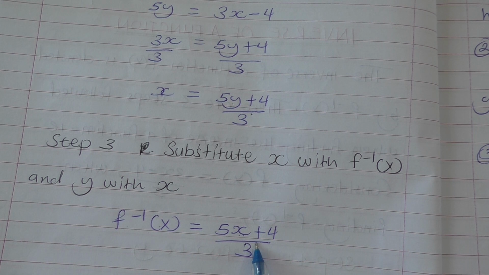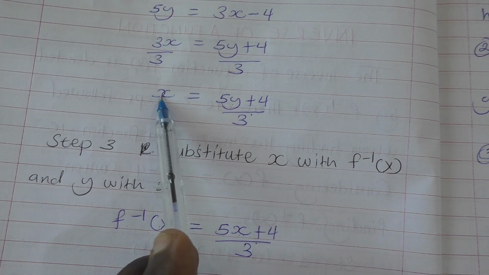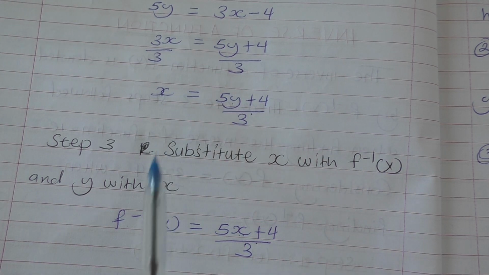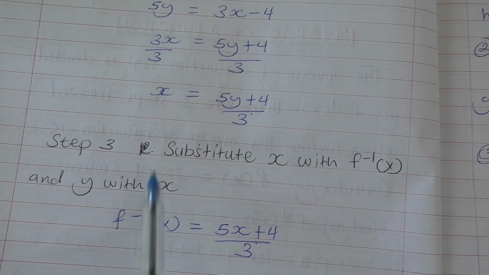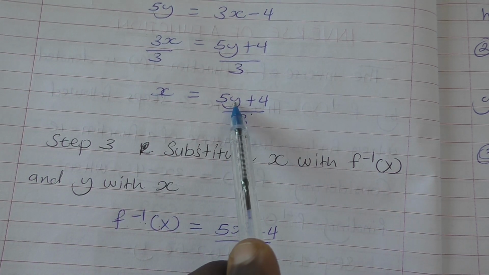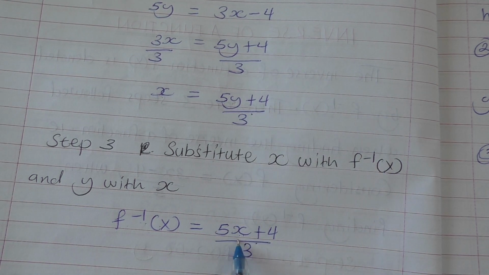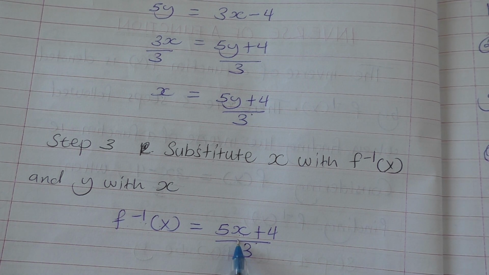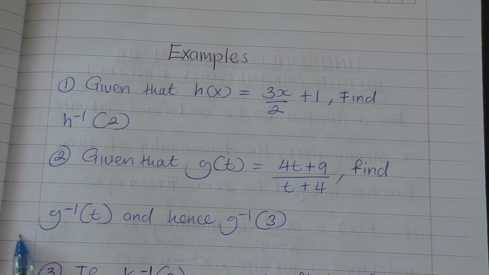Those are the 3 simple steps. Step 1 was letting f(x) be y, and then step 2, making x the subject. Step 3 is substituting. Where there is x, write f inverse of x. Where you have y, write x. Those are the 3 steps of finding an inverse. And these are examples for you to try out.